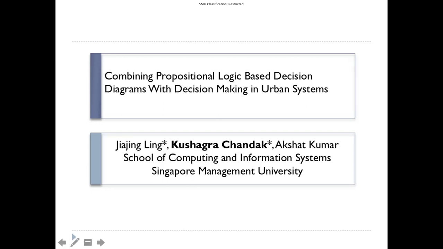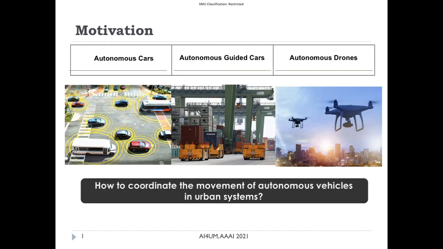Hello everyone. Today we are going to present our work on combining propositional logic-based decision diagrams with decision-making algorithms in urban systems. One of the most fundamental challenges in urban systems is how to coordinate the movement of autonomous or semi-autonomous vehicles while optimizing travel time, fuel, collisions, congestion, etc. in a partially observable environment with uncertainty.